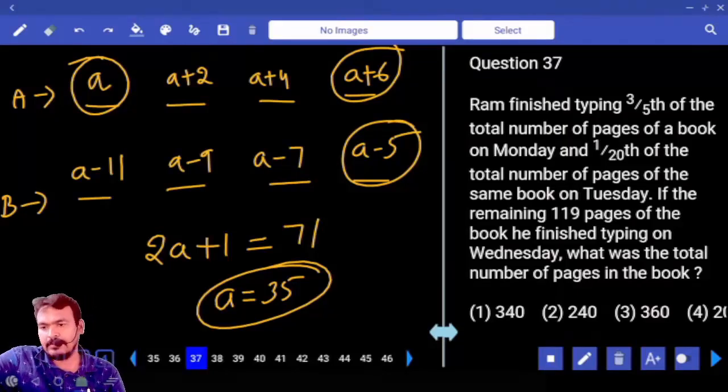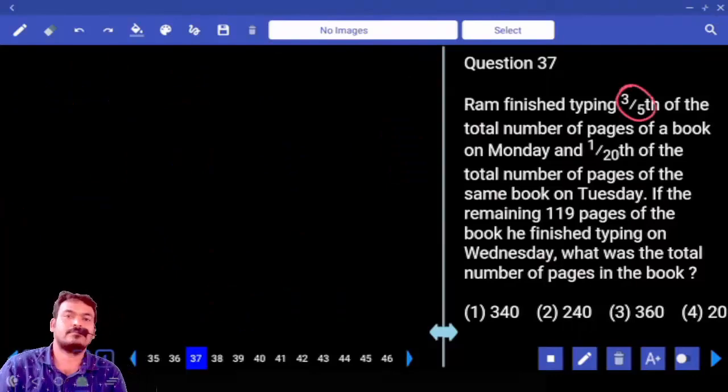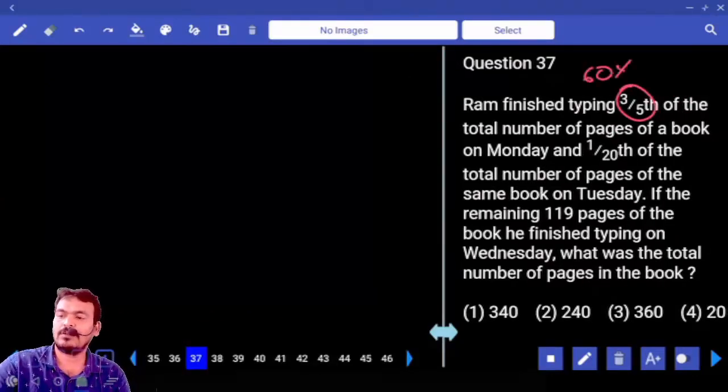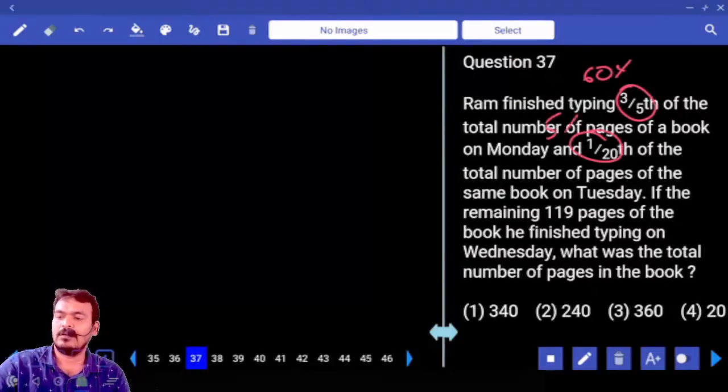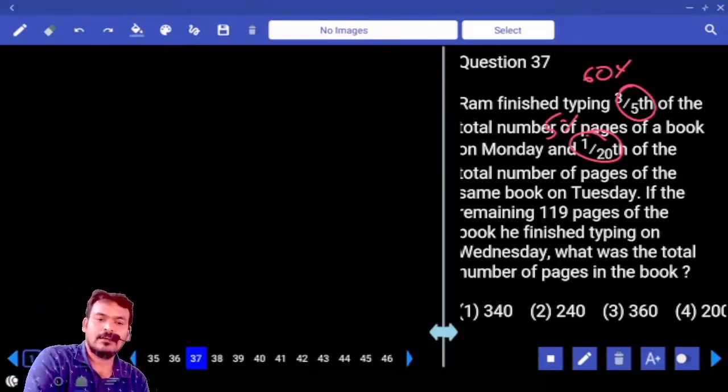Question number 37. Ram finished typing 3/5 of the total number of pages of a book on Monday and 1/20th of the total number of pages of the same book on Tuesday. If the remaining 119 pages of the book he finished typing on Wednesday, what were the total number of pages in that book? 3/5 means what percentage? 60%. 1/20 means 5%. First day 60%, second day 5%. How much percent is completed? 65. What is the remaining percent? 35%.